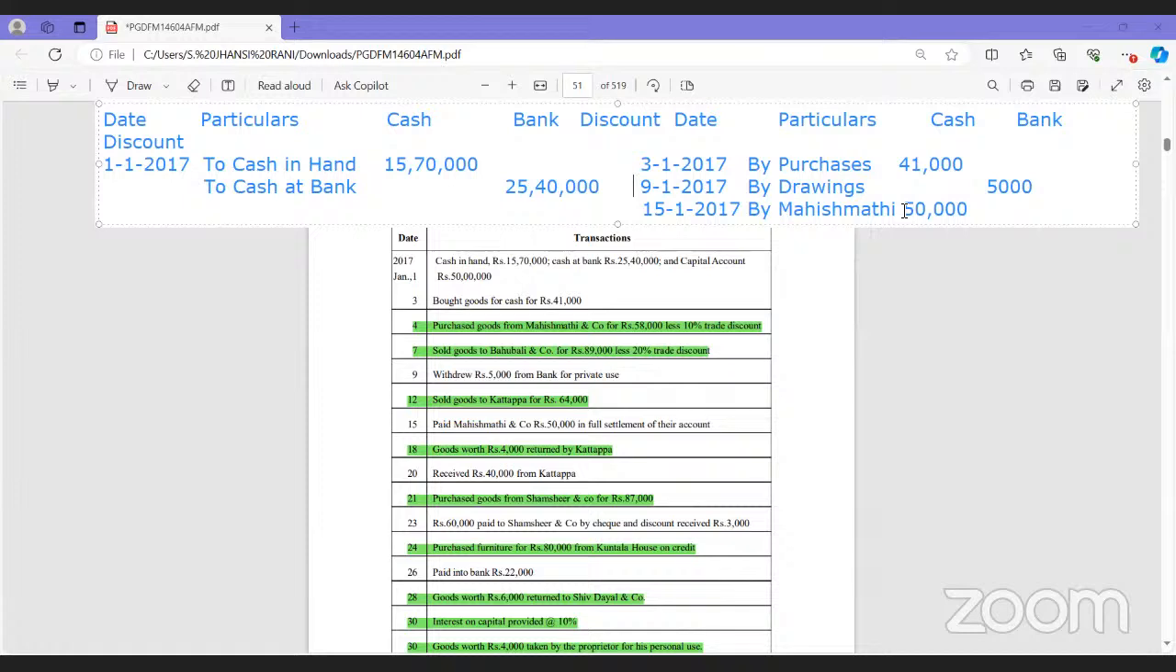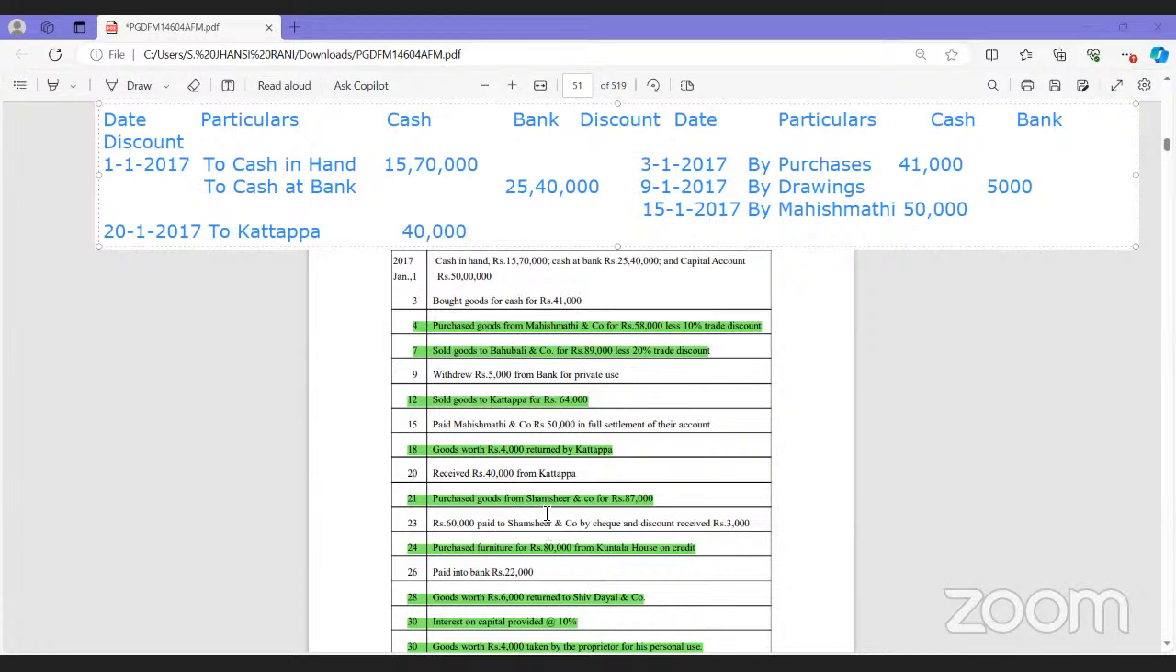Okay, next one. Received from Katappa. So it is a receipt to us. When we are receiving, it's the receipt side. All debit side, that left hand side, is the receipt side. So I'll write on the receipt side, and the date is 20th January. Who is paying us? Katappa is paying. So we write to Katappa. And how is he giving? He only said received. When nothing is mentioned, we have to assume it is a cash transaction only. So I'll write in the cash column, and the amount is 40,000.